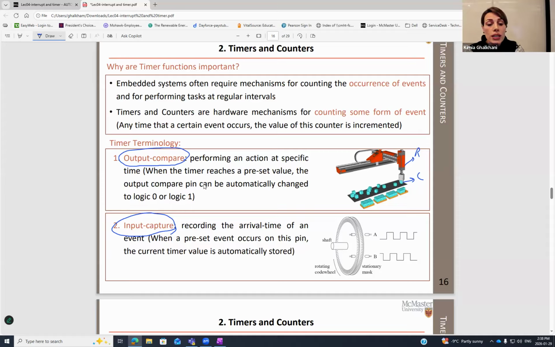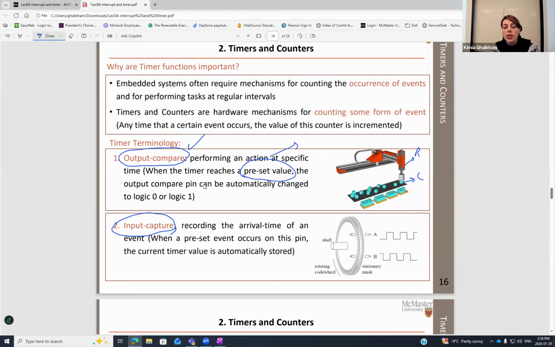Now, looking at here, when we say output compare, it means the focus is on the output event. The output event for this robot and conveyor is moving those objects. Therefore, the microcontroller is considering a preset value, and that preset value is that time. For example, for 5 seconds. Every 5 seconds, grab one component, change the angle of rotation, and then drop it in a different location. That's what we call a preset value.